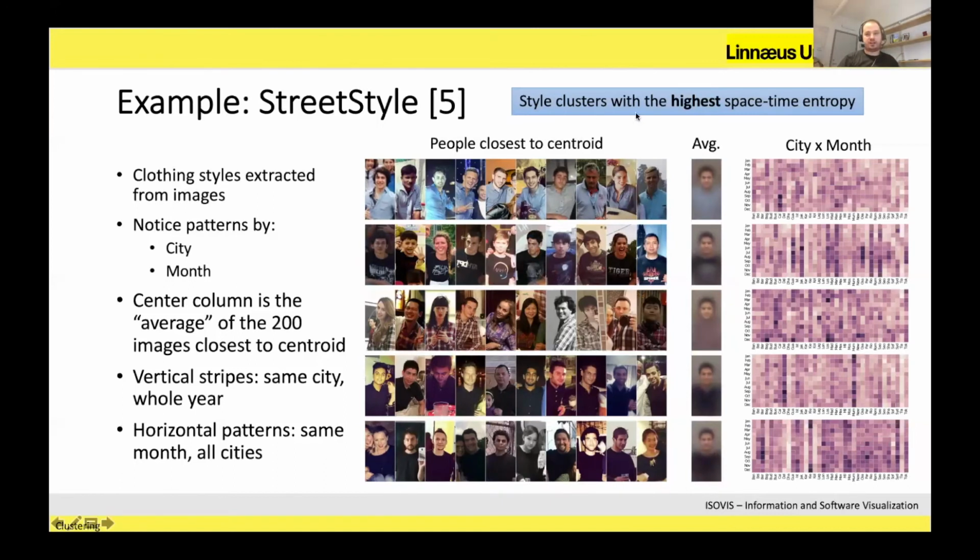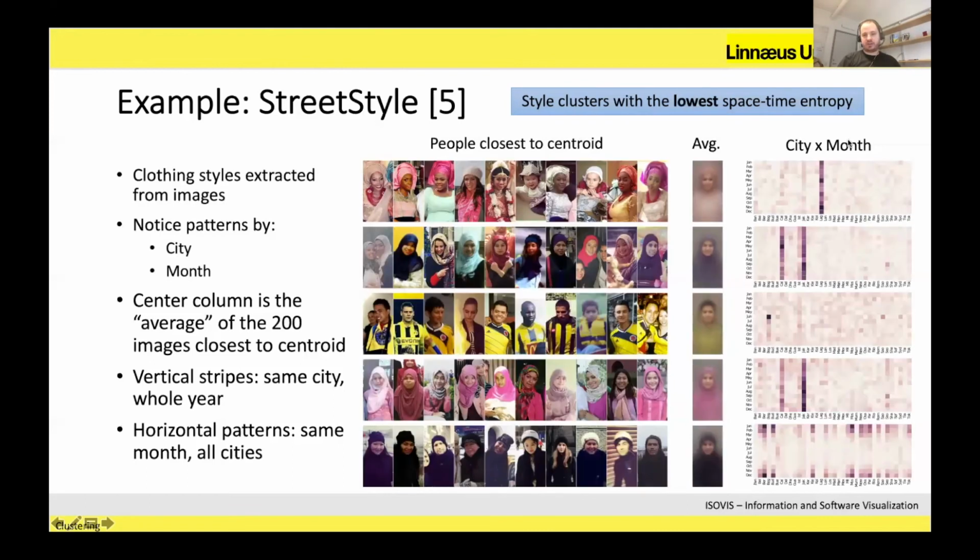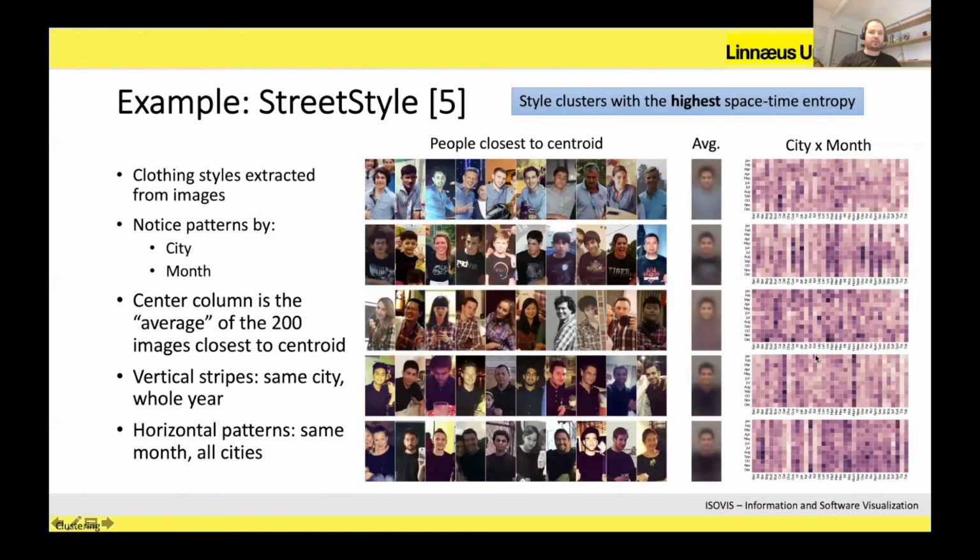These are style clusters with the highest space-time entropy. And just by looking at these heat maps here, you can quickly understand what the high entropy means. Just compare this with this, right? This looks random. These are probably patterns that cannot be attached to any specific time of the year, and also not to any specific place in the world.